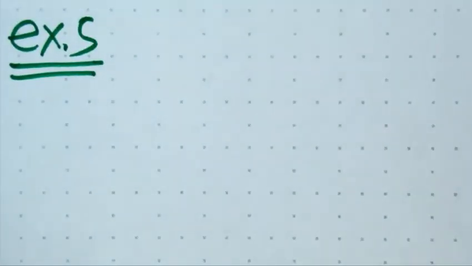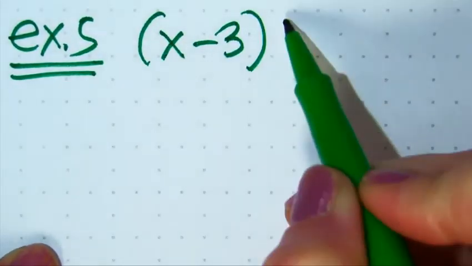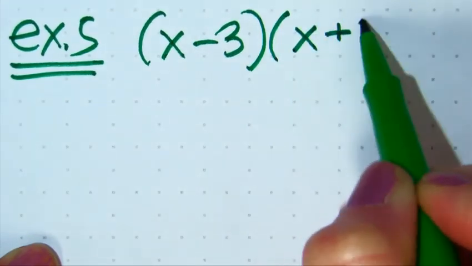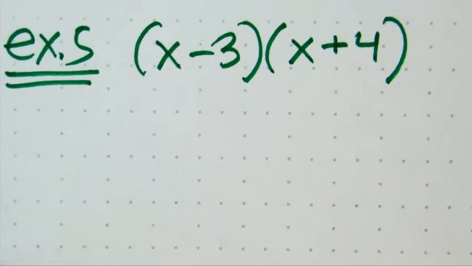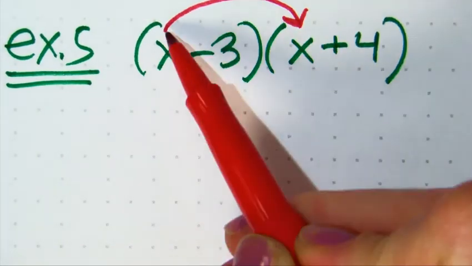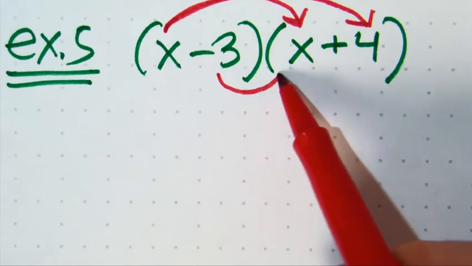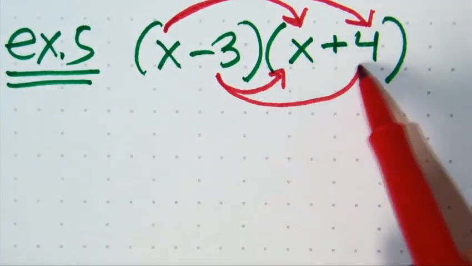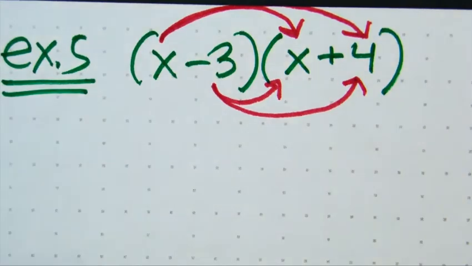So example 5, we have x minus 3 times the quantity x plus 4. All right, so take a second and work that out. Distribute my first terms, my outer terms, my inner terms, my last terms. I'm going to work it out quietly while you guys try.